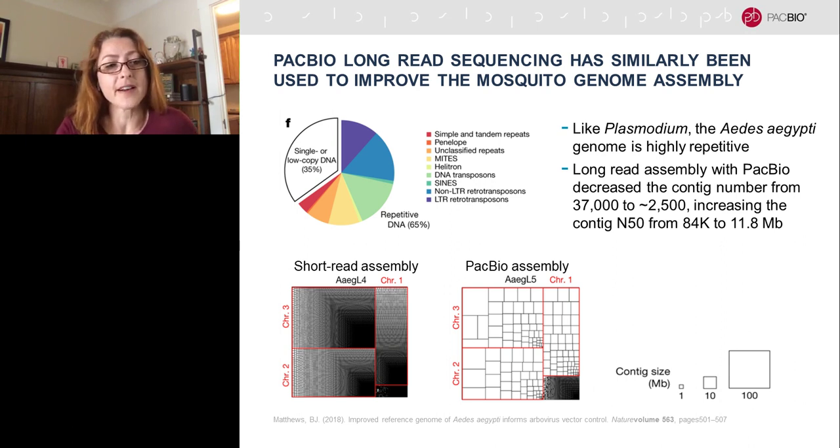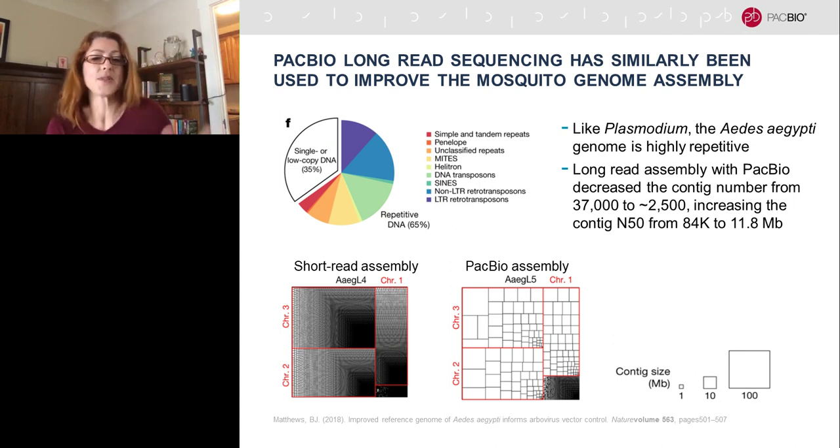If you look on the left here, the pie chart shows that the vast preponderance of the mosquito genome is comprised of LTRs, retrotransposons, SINEs, MITEs, unclassified repeats, and even simple and tandem repeats. And only a very small part is easy to assemble with short-read sequencing. As a result, if you look at the bottom left, you can see the difference between the short-read assembly that researchers were working with in the past versus what they have now with the PacBio assembly.